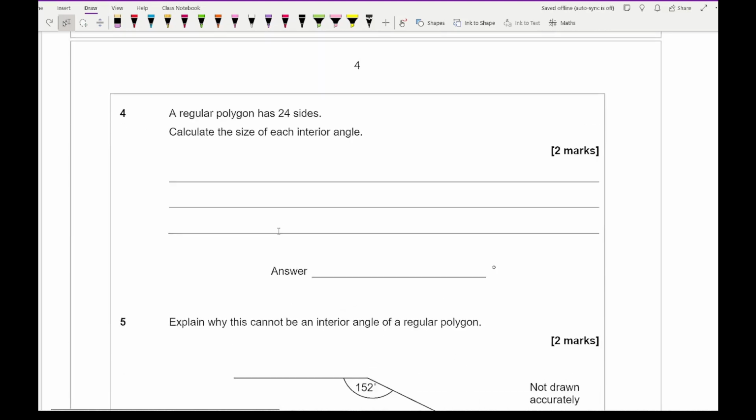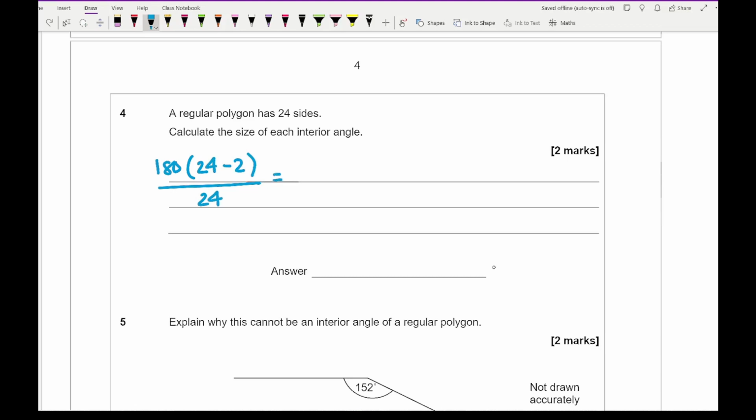Then moving on to question 4, it says that a regular polygon has 24 sides. Calculate the size of each interior angle. For this, what I need to do first is work out the total sum. So I can do 180 times 24 minus 2, all divided by the total number of sides, which is 24.